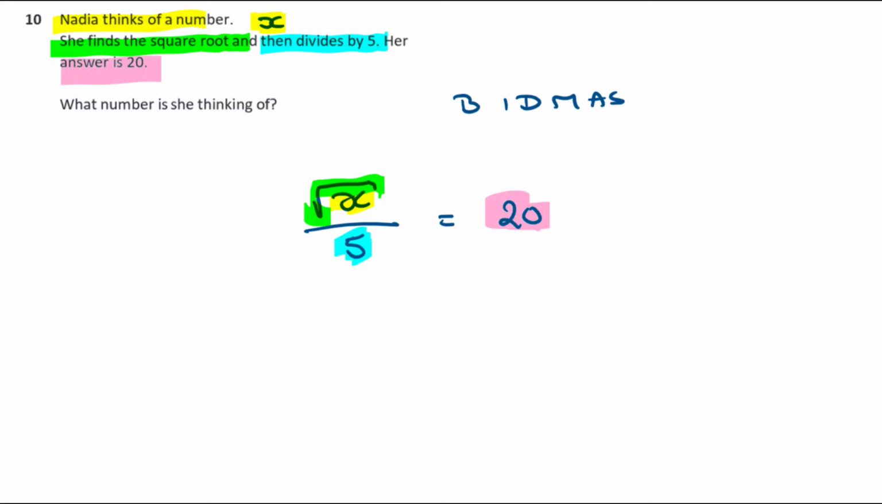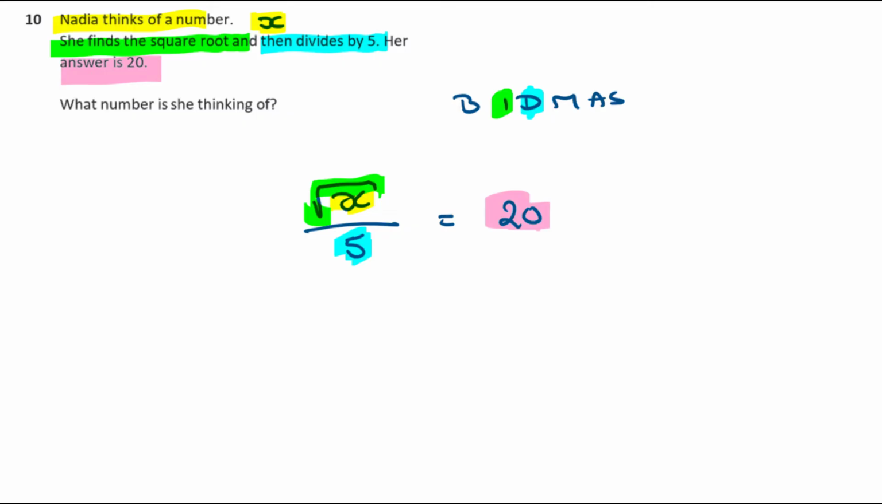BIDMAS. Normally this is the order of operations. So if you knew what x is, you would do it in this order, wouldn't you? You do the index first, which is the root, and then you do the division second. So you do the index first, which is taking the square root, and then you would do the division, and that would leave you with the answer of 20.